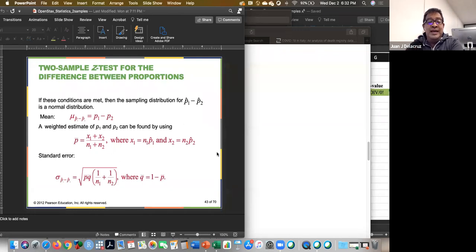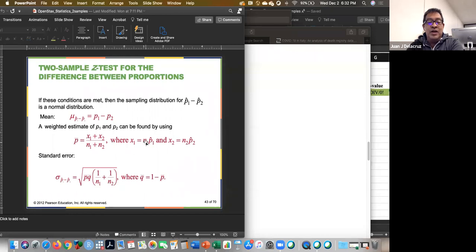Basically, we need to do a lot of work. First of all, in order to find the p bar, which is going to be a weighted estimate. In order to solve the standard error, we need to find a weighted estimate for P1 and P2. In this case, we have to use these proportions. So we are going to use this weighted estimate of P.